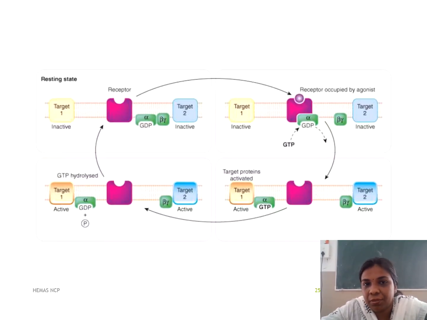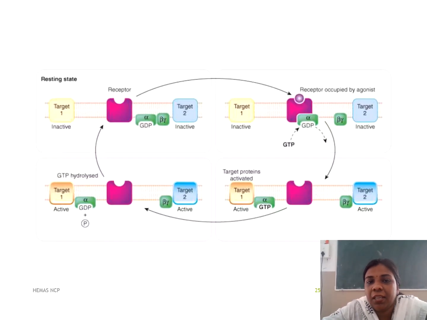G protein. Here, GDP leaves the alpha subunit and GTP binds. So GDP is converted to GTP, and the target protein is activated, bottom right side. The activated alpha-GTP separates from the beta-gamma complex, and both parts can activate target proteins. For example, alpha activates adenyl cyclase, beta-gamma opens ion channels, and now the signal is transmitted inside the cell.